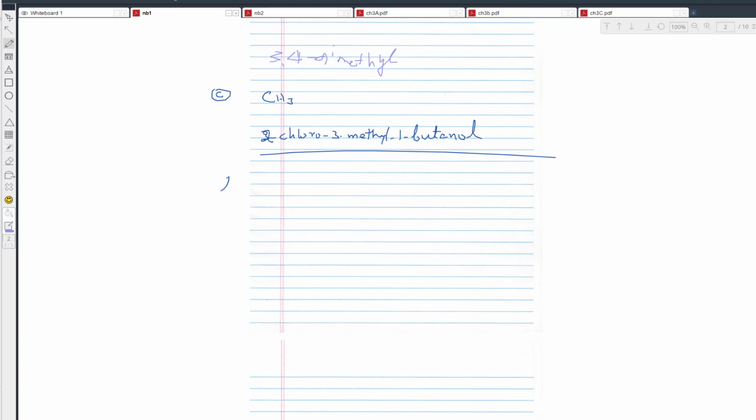Now for the B part, I'm giving you some hint and you are going to try it. This C6H5 radical is called the phenyl radical. Just like methyl, ethyl, propyl, we call it phenyl. Phenyl means a benzene ring radical. And now it is attached with CH2, CH2, CH2, OH.